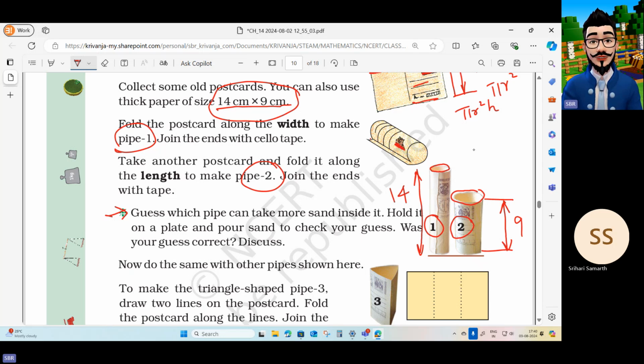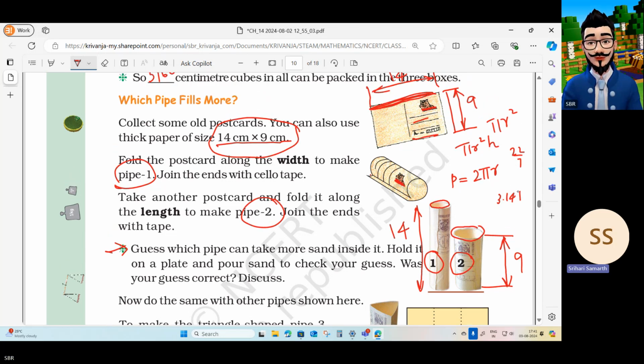Perimeter is given by, let's say P, let me call it P. Perimeter of a circle is given by 2 pi r. 2 into pi into r. The value of pi is 22 by 7, or you can use 3.14. You know it, right? 3.142, let's say. You use those values. Okay, let's now consider this equation.